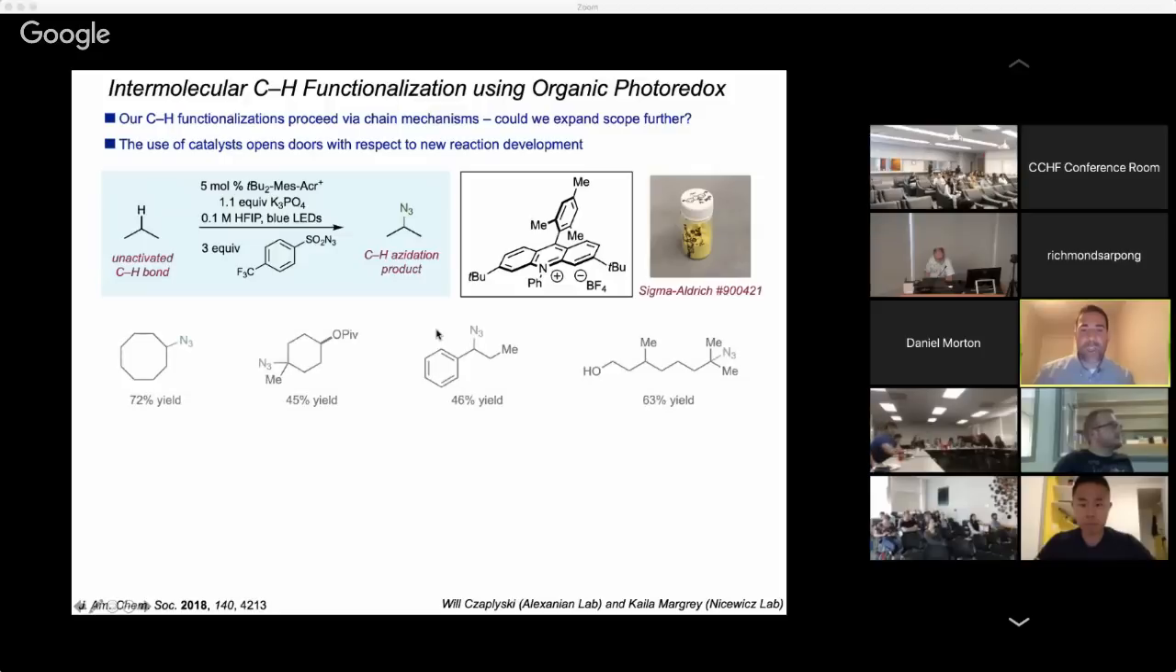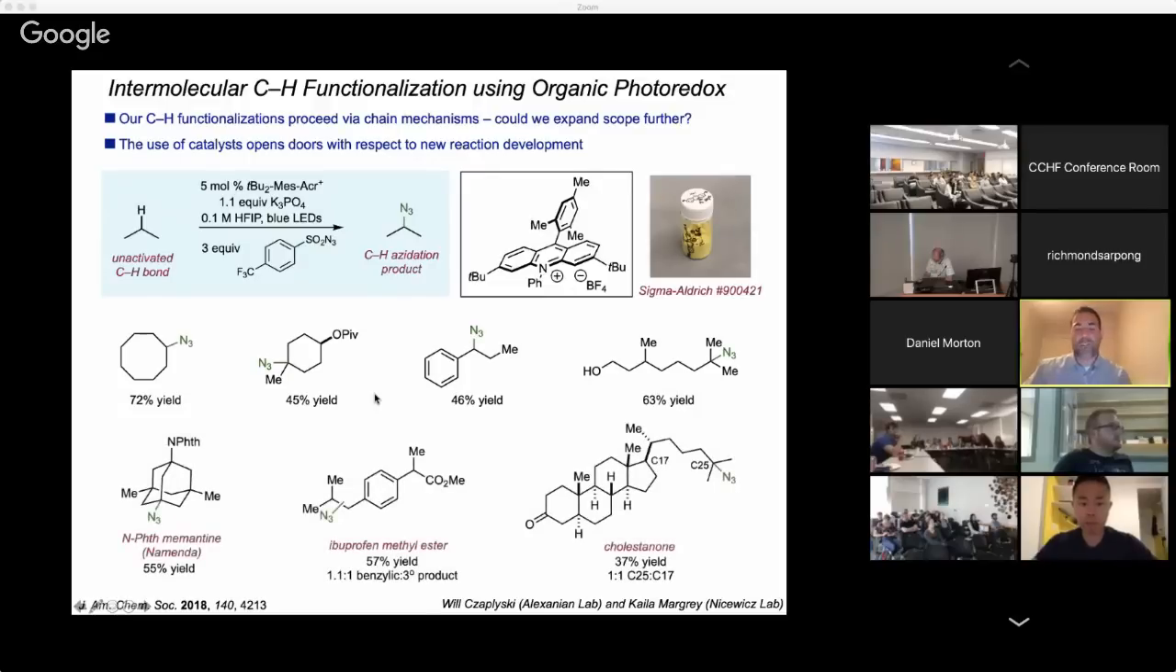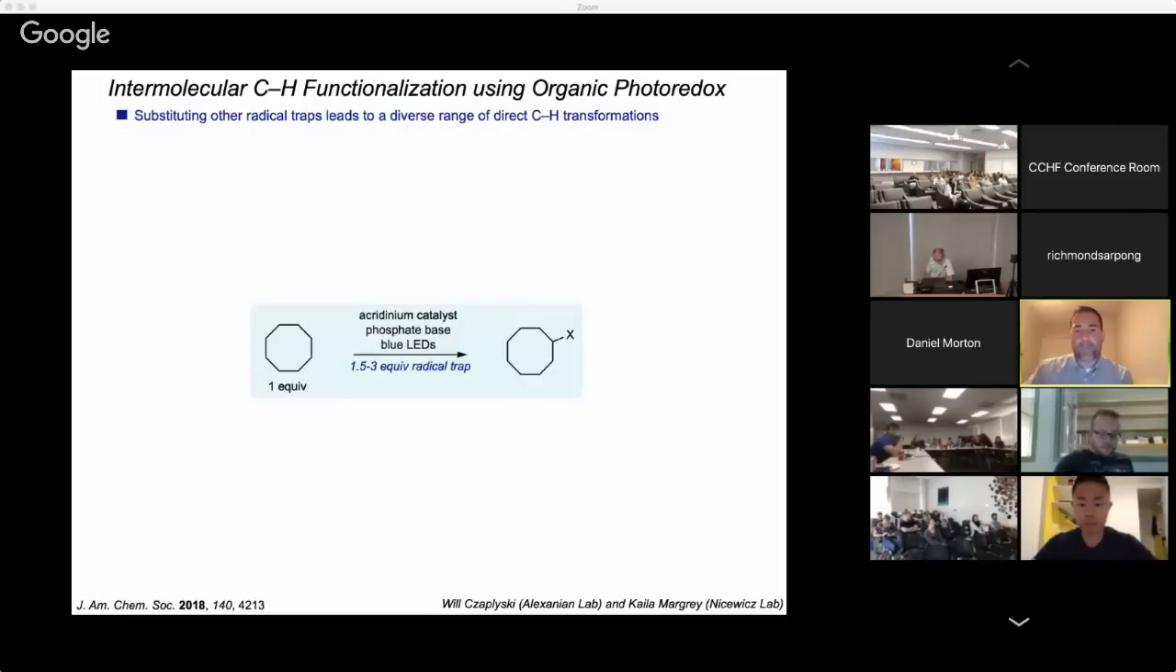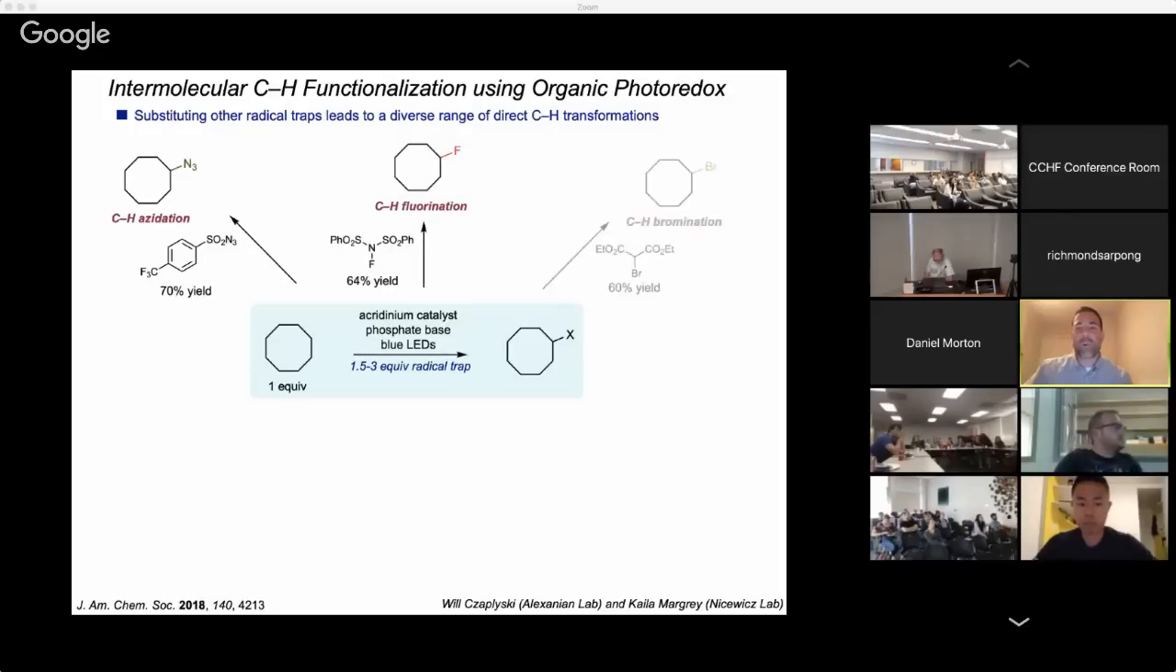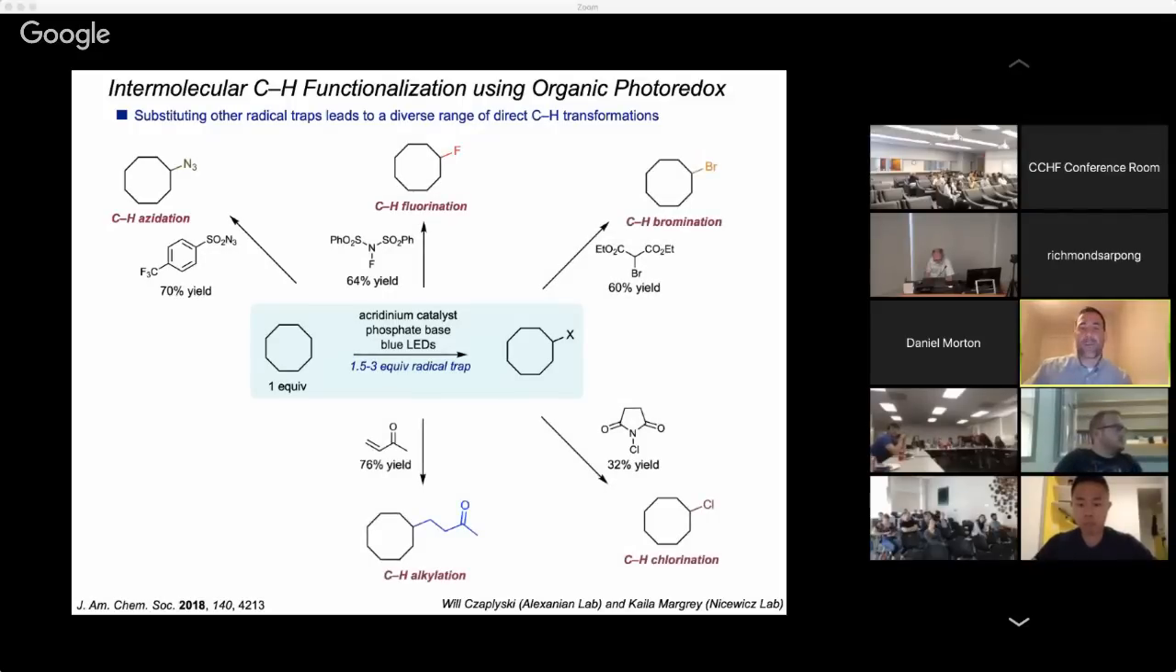Okay, the first reaction here that I'm going to show is the azidation. This works with completely unactivated C–H bonds. This reaction actually favors tertiary sites, so it's complementary to our chain chemistry. We can also apply this to more complex molecules as well. And what's really exciting about this approach, I think, is you can change the reaction products just by changing the trap. So this is a nice platform reaction where you can access azidation products with sulfonyl azides, C–H fluorination, bromination, chlorination. You can add in an activated alkene and get an alkylation product. You can also do trifluoromethylthiolation as well. So here are some examples of the sorts of things that you can do with that system.